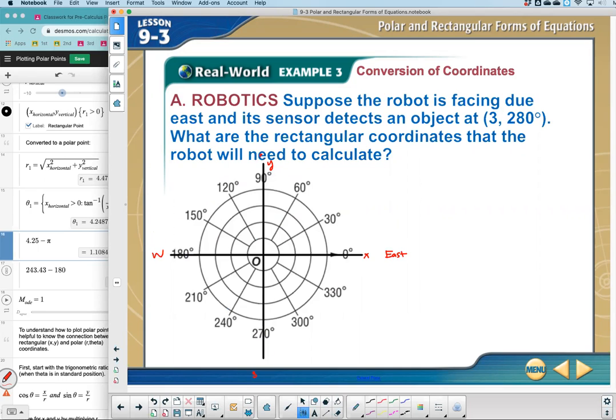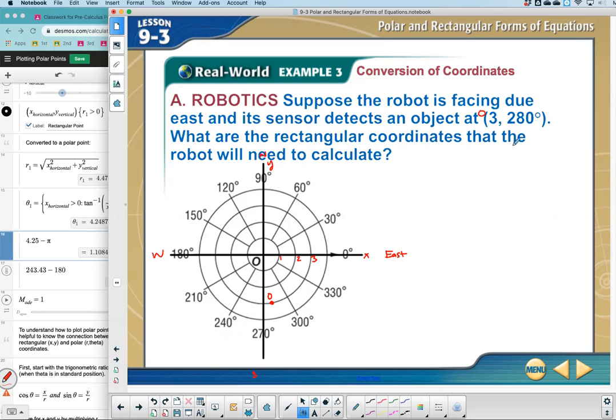Let me put the north on there, north. And so the robot's facing this way, and it detects an object at 3, 280. We don't have a good spot for that, so I'll just do the best I can. I'm going to assume that's about 3 right there. It doesn't give it a name, and since they call it an object, I'll call it O.